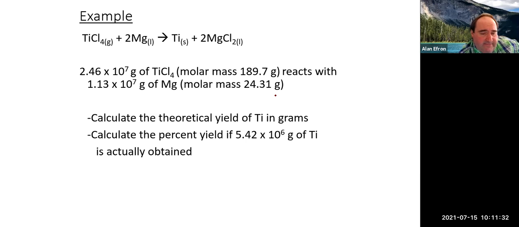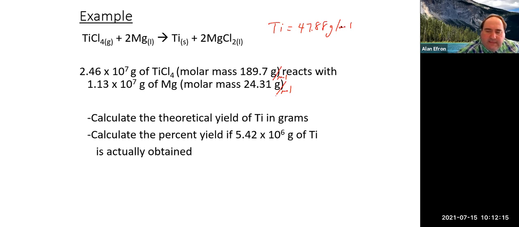If we have started with 2.4 times 10 to the 7 grams of TiCl4, molar mass from the periodic table, 189.7 grams per mole, reacts with magnesium from the periodic table, molar mass 24.31. We want to calculate the theoretical yield of Ti, and what is the percent yield if we basically produced 5.42 times 10 to the 6 grams. I think the only other number you might need is Ti, which is, I think, 47.88 grams per mole.